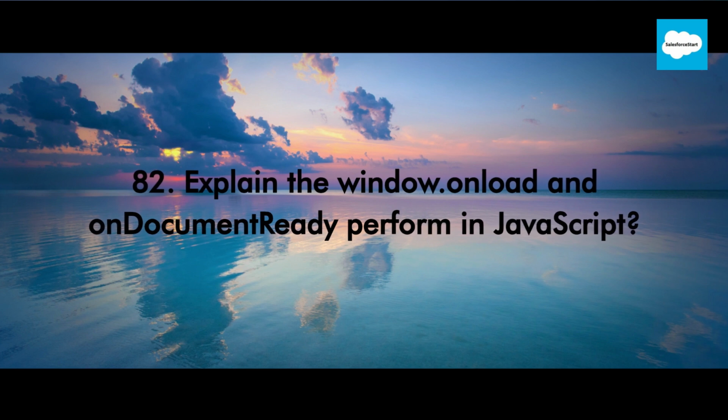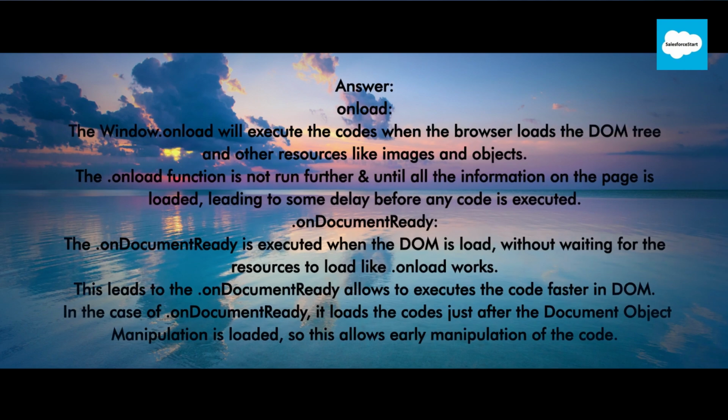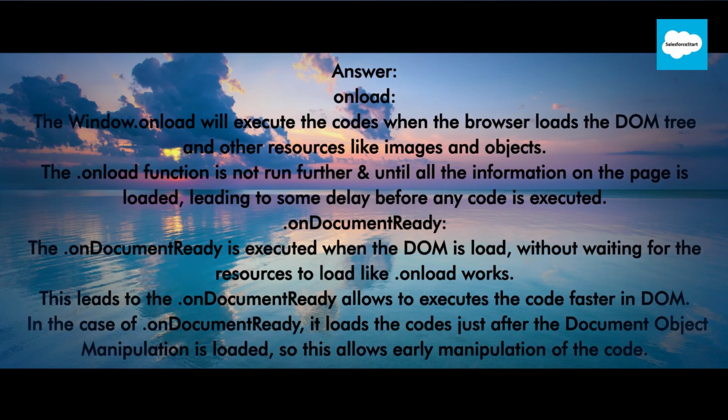82. Explain what window.onload and onDocumentReady perform in JavaScript. Answer. onload. The window.onload will execute the code when the browser loads the DOM tree and other resources like images and objects. The onload function does not run until all the information on the page is loaded, leading to some delay before any code is executed.